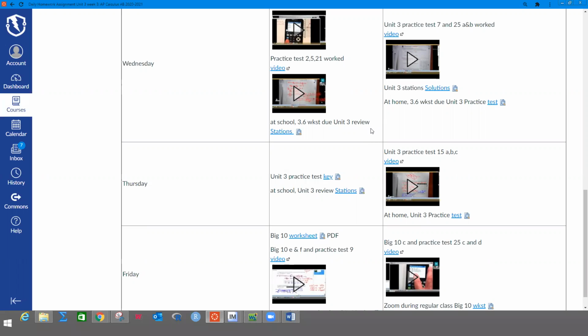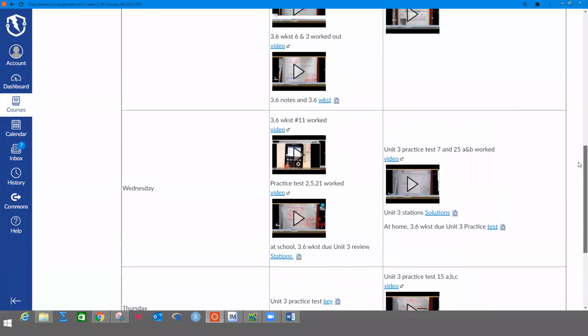And again, if you look at this thing up here, some kids earlier asked me, these are the other 2 classes I've done. So I've done Big 10 E and F here and practice test number 9, Big 10 C and practice test 25 C and D. You look up here, here's practice test 15, all of it. Up here's practice test 7 and 25 A, B, and this one. Practice test 2, 5, and 21. It's here. So if you have stuff that you're not sure about, there's a bunch of them up here. Okay?